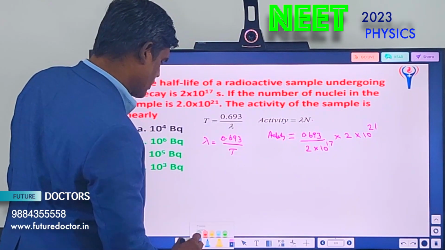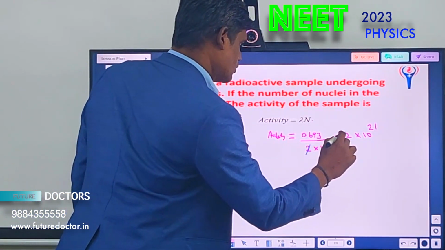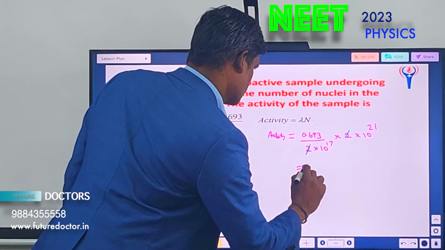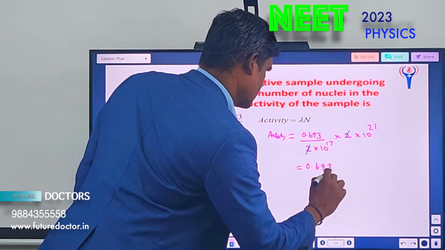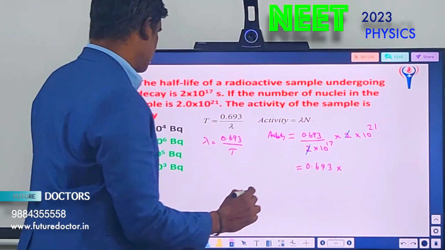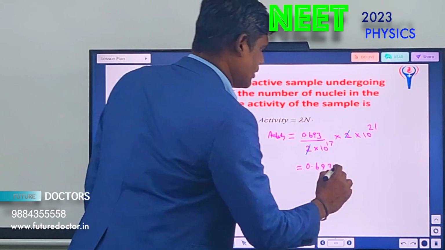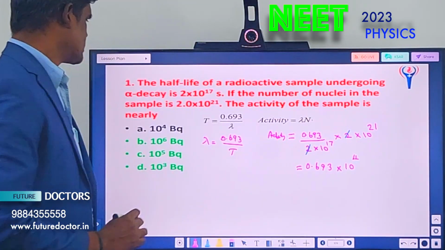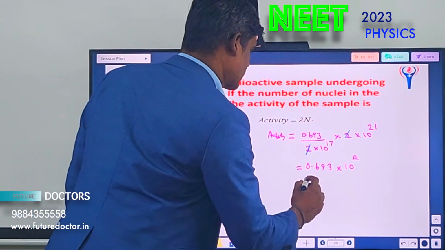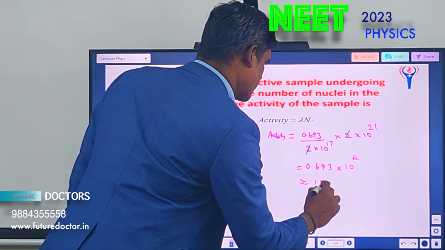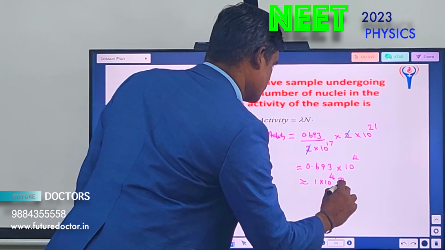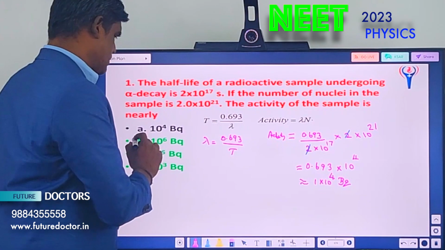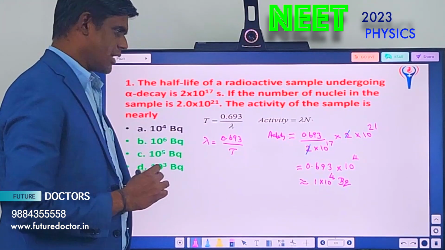Then this 2 gets cancelled. Simplify this. Activity equal to 0.693 into 10 power 21, 10 power 17 comes up as 10 power minus 17. So on simplifying, 10 power 4. 0.693 into 10 power 4 is approximately 1 into 10 power 4. Unit Bq, that is becquerel. So which option? Option A is the correct answer.